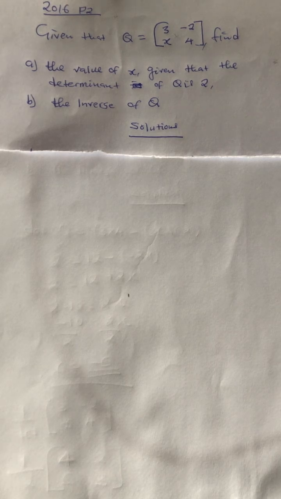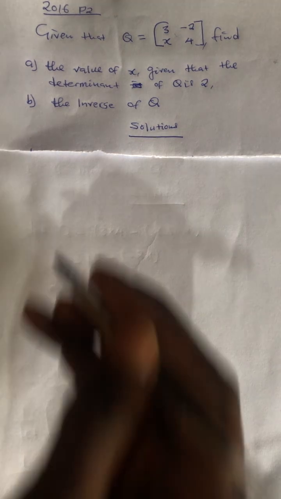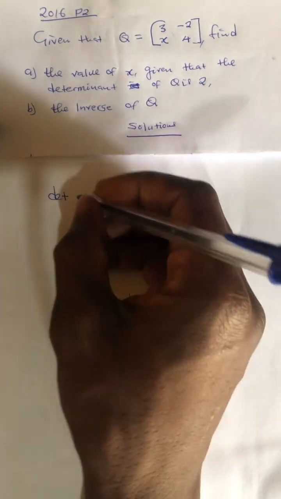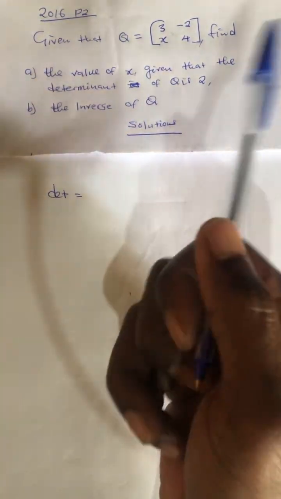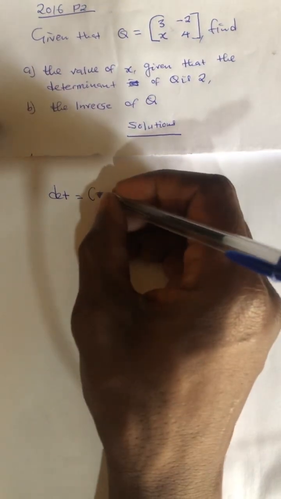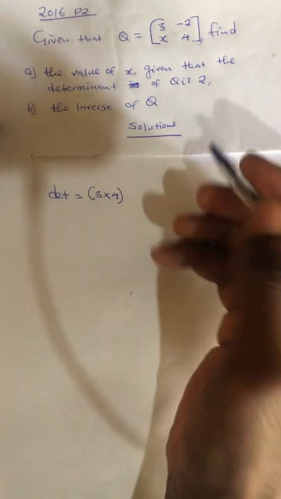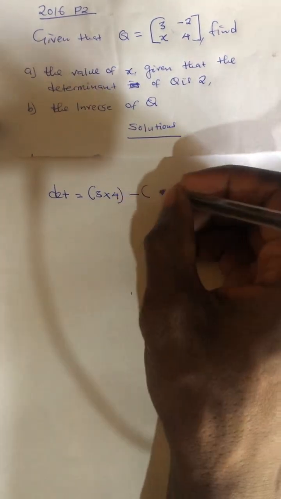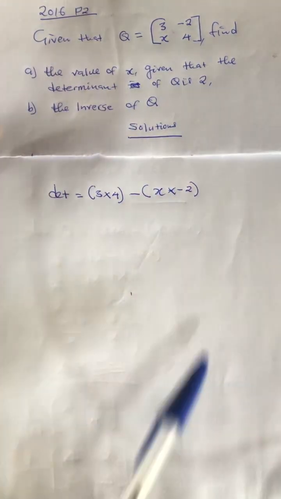Now, when you are asked to find the value of x and the inverse is given, we work out such questions as if it's just a normal equation. So, initially, we say det, how we find the determinant, we multiply this minus that. In this case, we are multiplying 3 times 4, and we subtract x multiplied by negative 2, so minus x times negative 2 in that order.